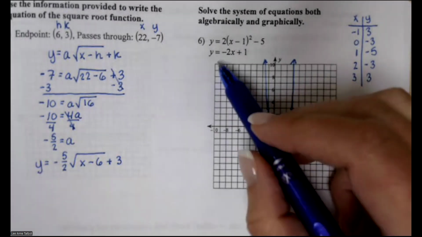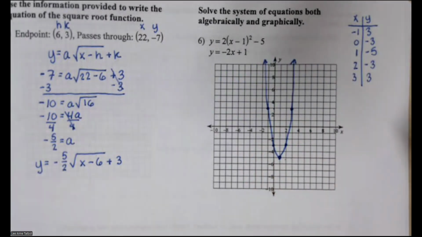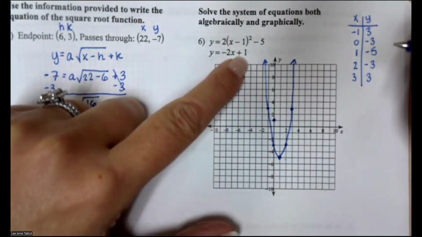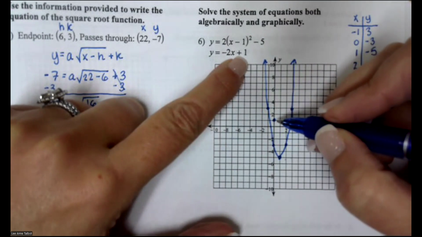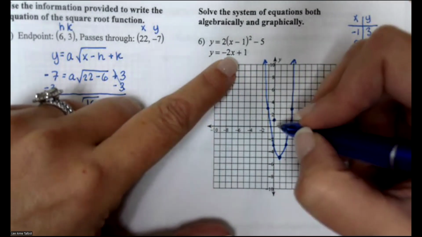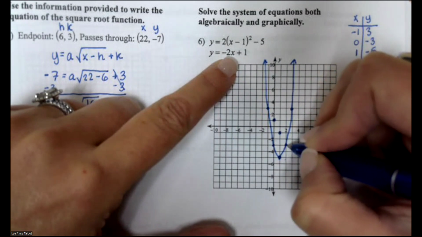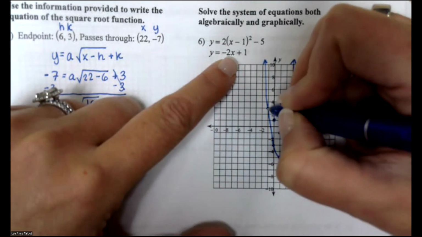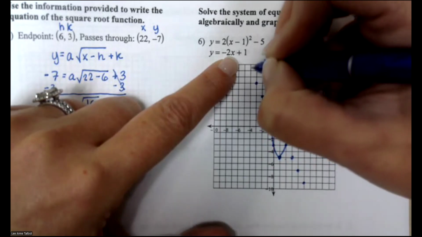Okay, now this is a line. I don't know how you guys like to graph your lines. You can make a table if you want to. I'm just going to graph it with slope and y-intercept. So the y-intercept is 1. I'm going to put a dot at 1, and then the slope is -2. So I'm going to go down 2 over 1, and then up 2 back 1.